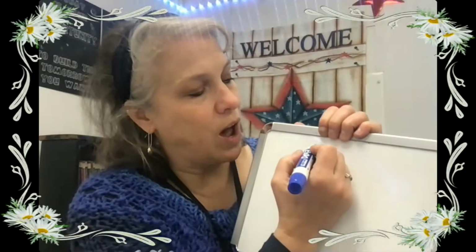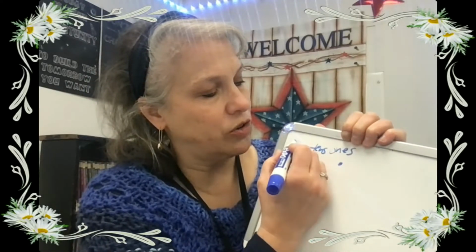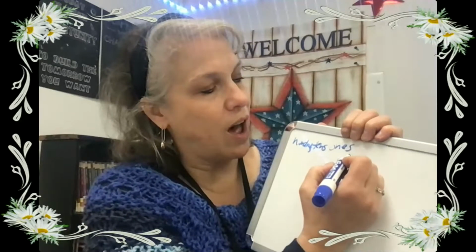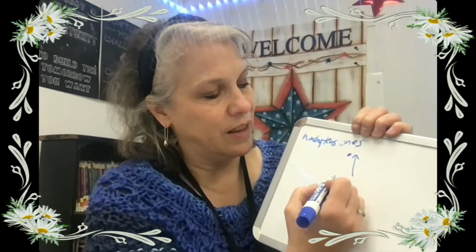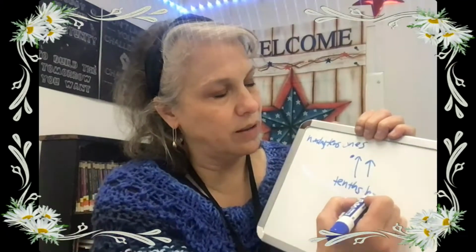Okay. So before the decimal point, you have ones, you have tens, and you have hundreds, and so on. After the decimal point, you have tenths. This is the tenths place. This is the hundredths place.